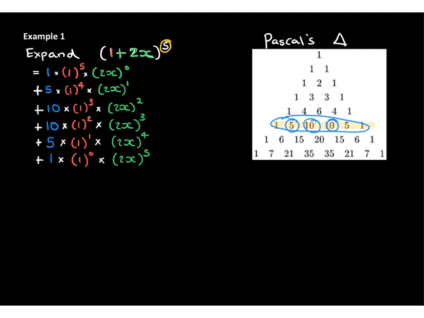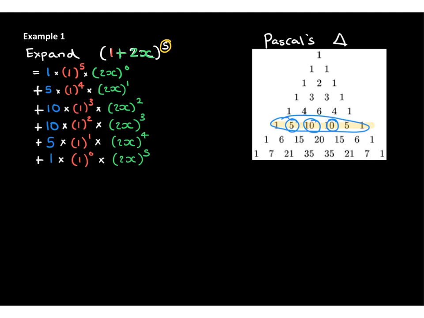Now, some of you may be wondering why I've bothered to write in terms like 1 to the power of 5 and 2x to the power of 0. I've just done that so that you could see the pattern. If I were perhaps answering an exam question on this later on, I probably wouldn't necessarily include that because it's very clear that you've done the expansion. I just wanted you to see the terms clearly.